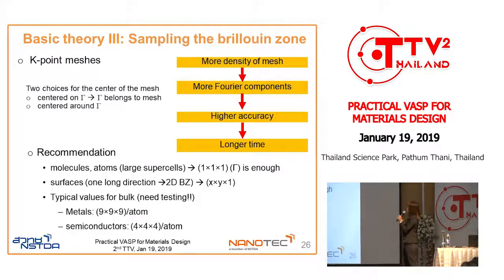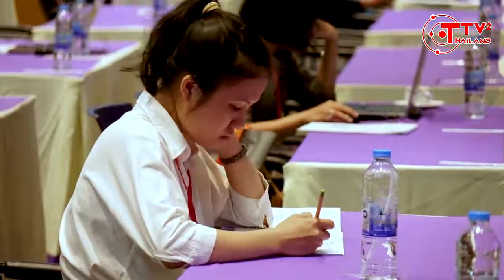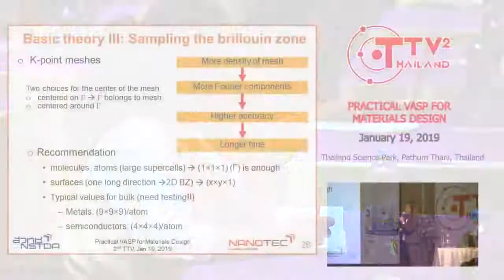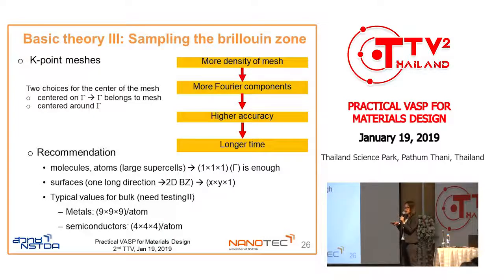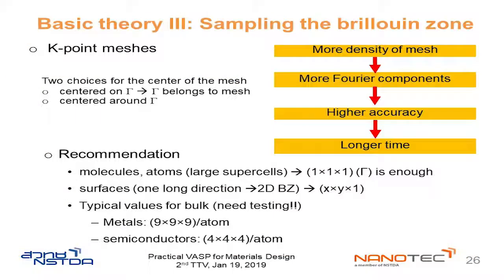And as I said, if we use a denser mesh, more Fourier components will be included in the calculation and it gives higher accuracy, but it takes longer time. And you have to be careful when you calculate a metal system because of the occupancy. It is a step function. So you need a denser mesh for the metal system. You can go into detail and see examples of the calculation from the VASP website.